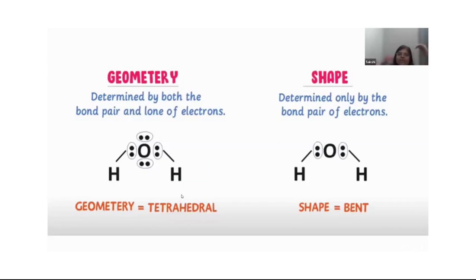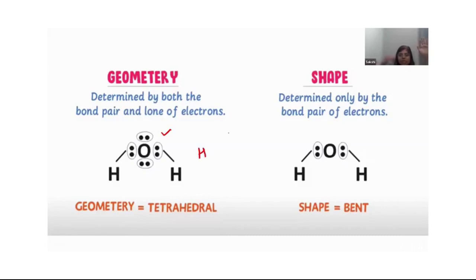Now in this theory there are two different things. One is shape and one is geometry. Let us understand geometry. In any atom, there are lone pairs of electrons and some electrons also form bond pairs, like we have just studied through covalent bonding. I am drawing it for H2O here.